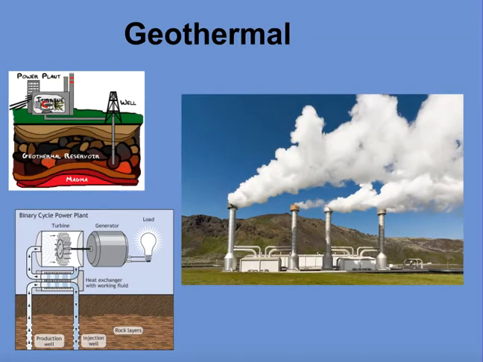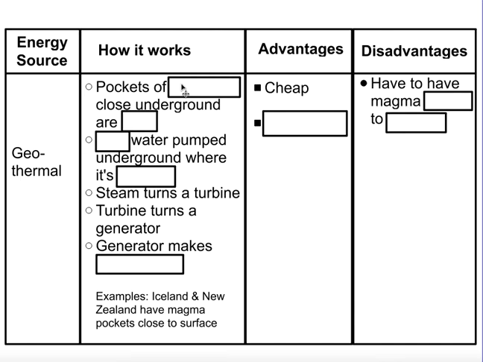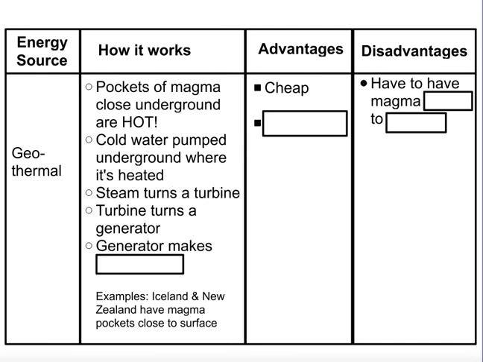Geothermal is the next resource. This should sound familiar because we know that there's heating inside of the earth from the magma. Geothermal energy uses pockets of that magma close underground, and it's incredibly hot. The cold water is then pumped underground where it's heated by those magma pockets. The steam then turns a turbine, and that turbine moves a generator, and in return it makes electricity.